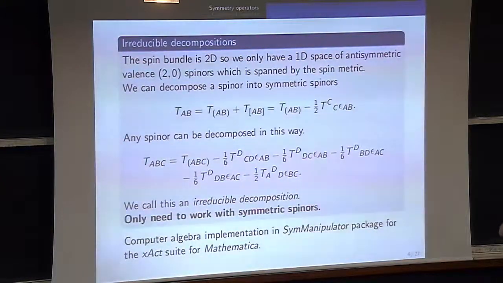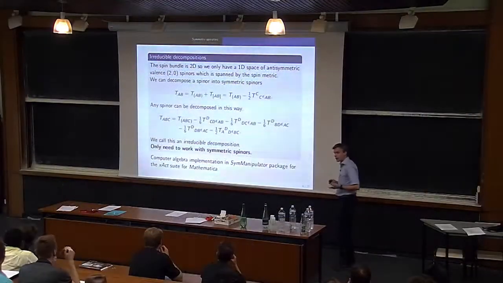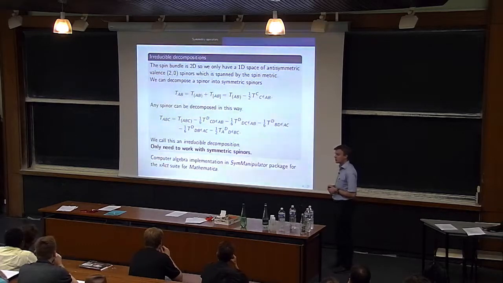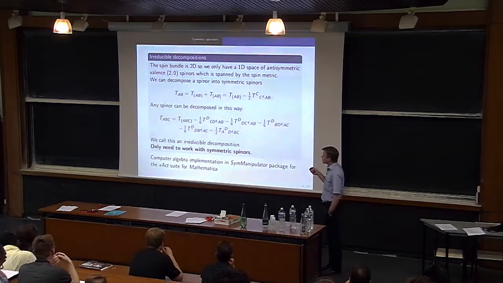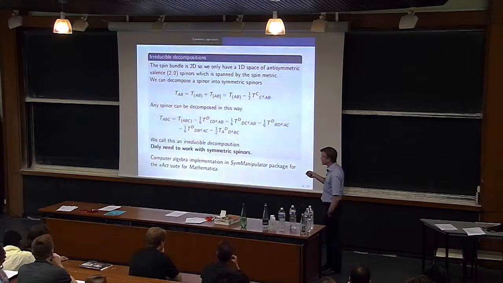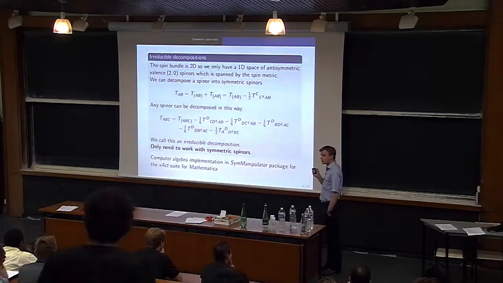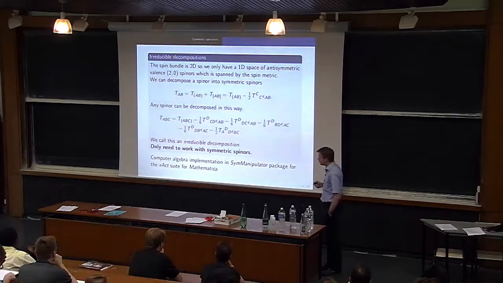One very important thing to handle the algebra in a nice way is what I call irreducible decompositions. This is partly based on the following argument. The spin bundle is just two-dimensional. Therefore we only get a one-dimensional space of antisymmetric valence 2 spinors. The spin metric is such a spinor, so therefore it spans this space.